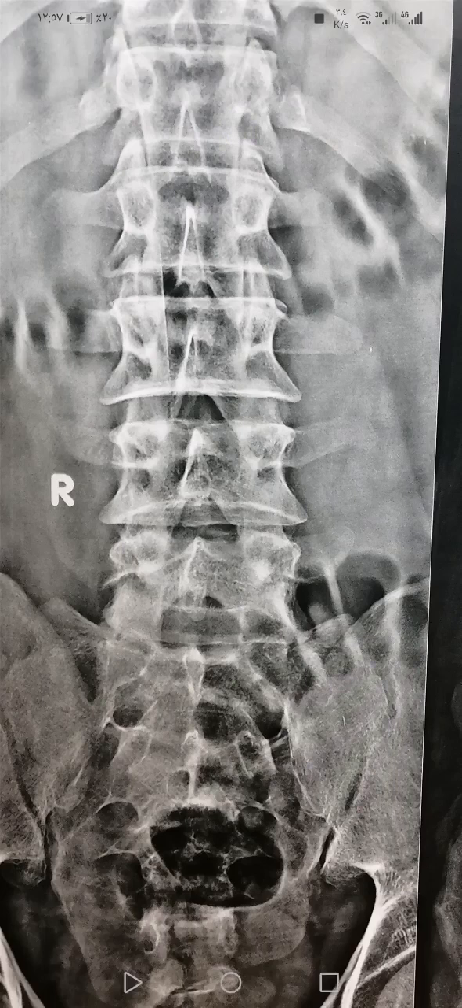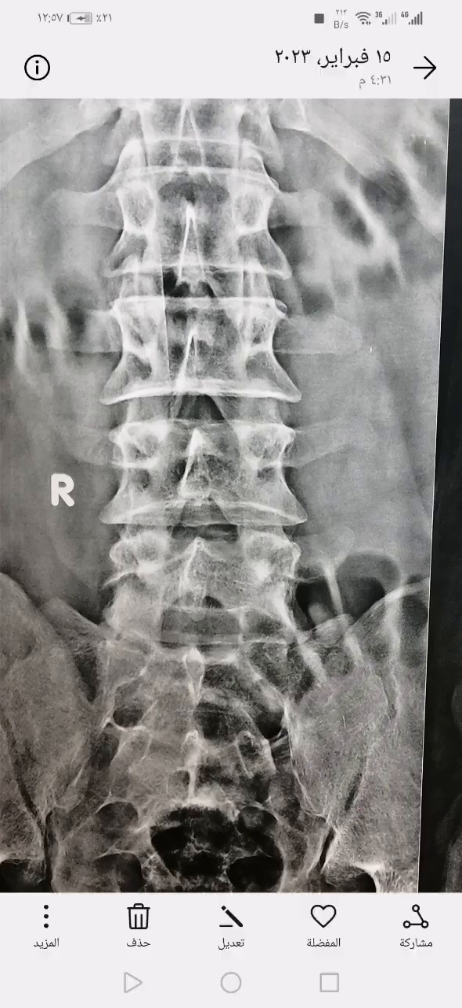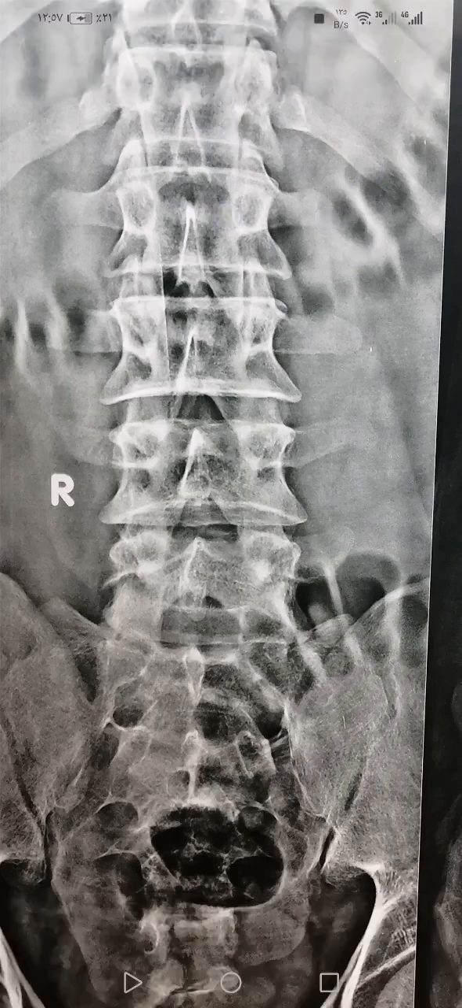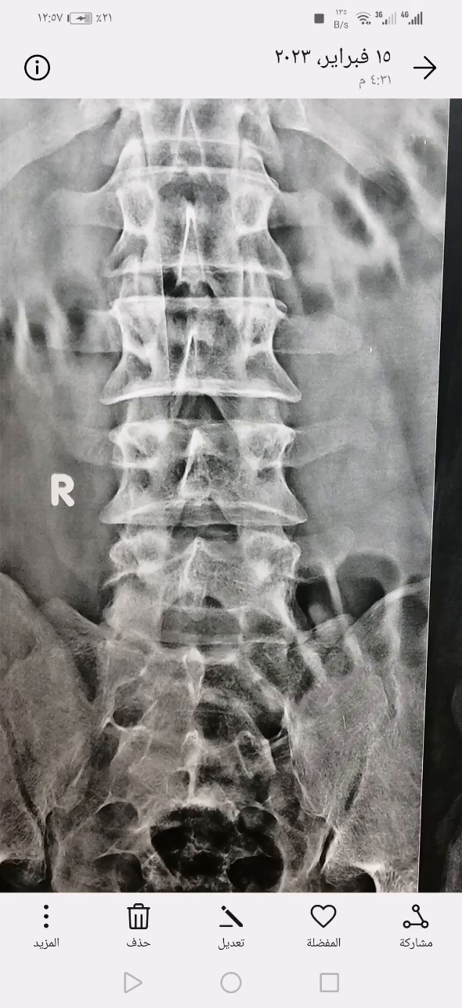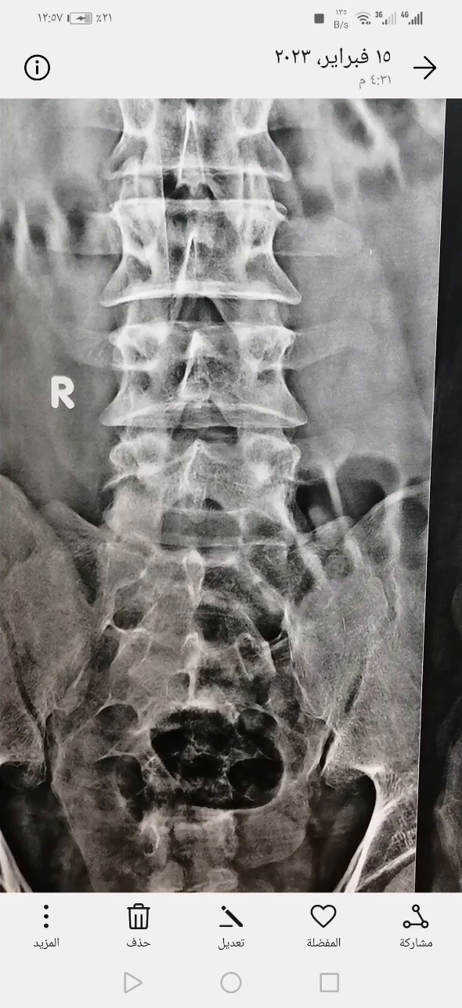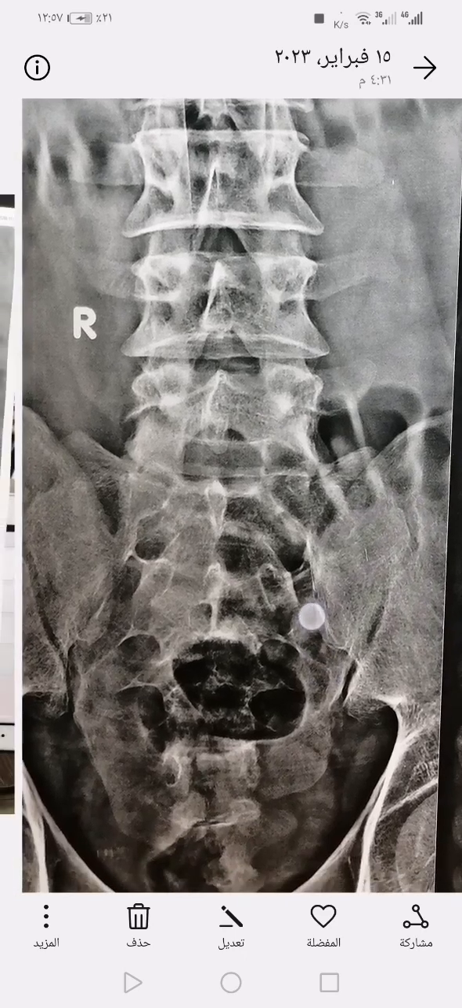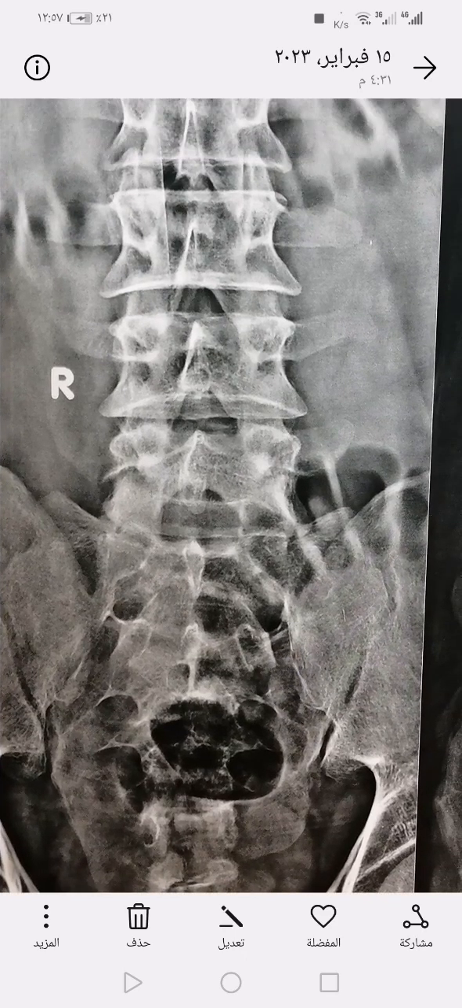This is T12 and this is L1. How do we know this? I put my finger here: this vertebra has a rib emerging from it, so this is T12 for sure. This has no rib, so this is L1. Count with me: L1, L2, L3, L4. Where is L5? L5 is included in the sacrum. This is called sacralized L5.